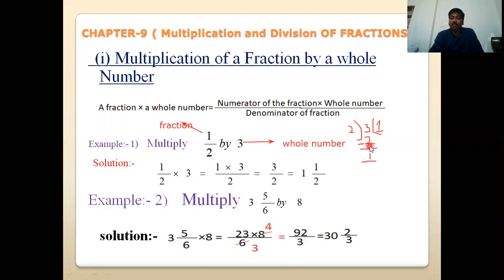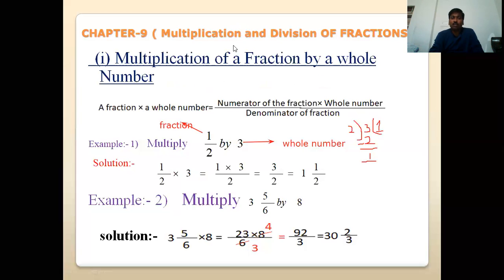How can we handle it? We can handle it by dividing them. We get the quotient and the remainder. Write the quotient here, write the remainder here, and now write the divisor here. Okay, in this way we can multiply fractions by a whole number.